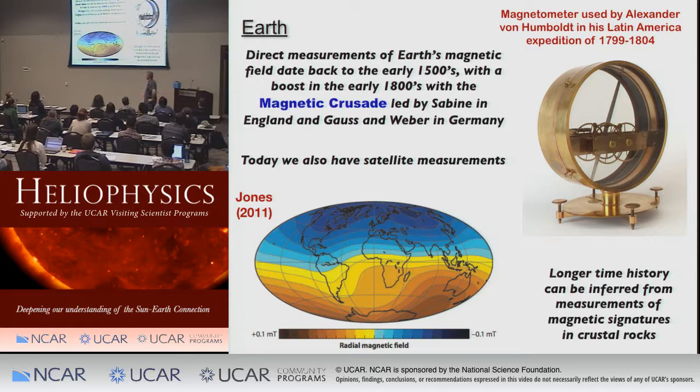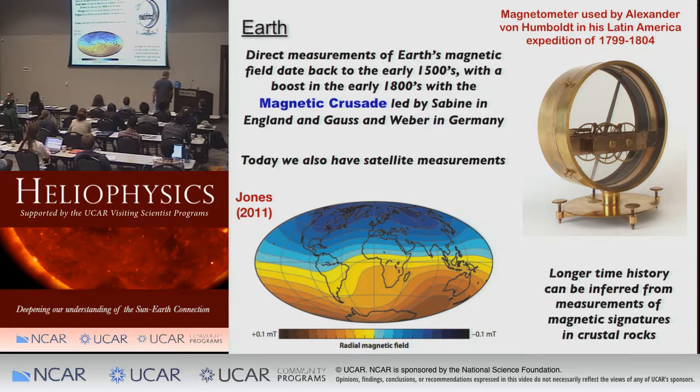So direct measurements date back to the 1800s. This is an example of a magnetometer used by Alexander von Humboldt around 1800 when he went to Latin America and measured the Earth's magnetic field. This was the first measurement of the magnetic equator of the Earth. But today we also have satellite measurements, so we know what the geomagnetic field is pretty well, and it's mostly dipole dominated.